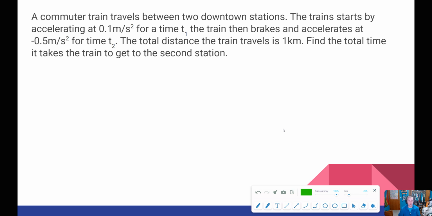So a commuter train travels between two downtown stations. The train starts by accelerating at 0.1 meters per second squared for a time t1. The train then brakes and accelerates at negative 0.5 meters per second squared for time t2. The total distance the train travels is 1 kilometer. Find the total time it takes the train to get to the second station.